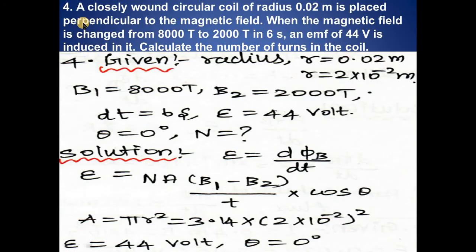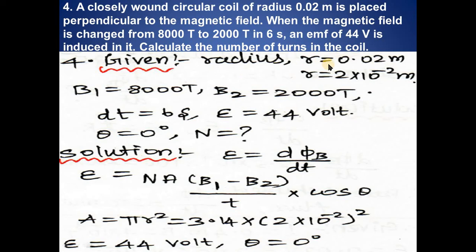The next, fourth problem: a closely wound circular coil of radius 0.02 meter is placed perpendicular to the magnetic field. When the magnetic field is changed from 8000 Tesla to 2000 Tesla in 6 seconds, an EMF of 44 volt is induced in it. Calculate the number of turns in the coil.